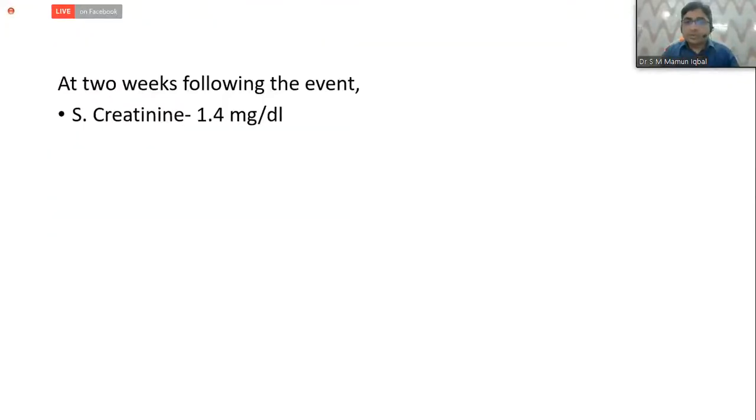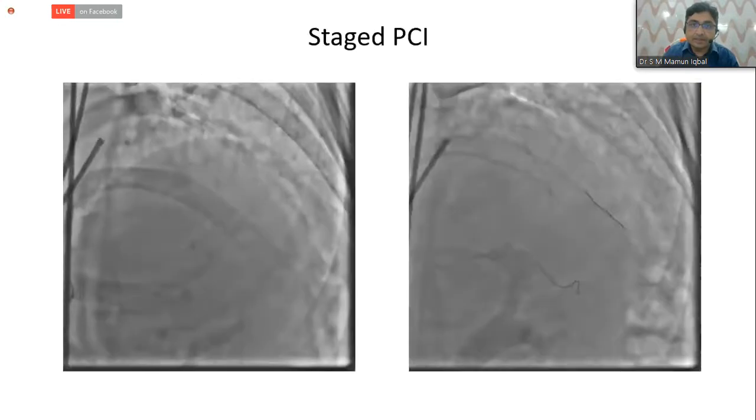Now the question comes, when should we do the staged procedure? Taking into account the renal failure, we decided to discharge the patient and follow up after 2 weeks. After 2 weeks, we saw that the serum creatinine level was 1.4, which is within the limit of our laboratory range. So we discussed with the patient and decided to go for the LAD bifurcation lesion PCI.